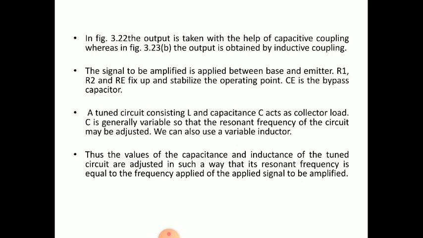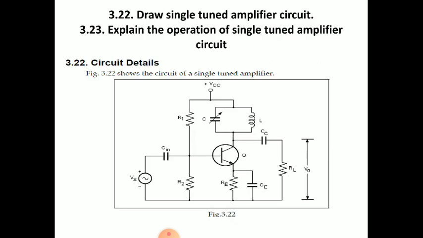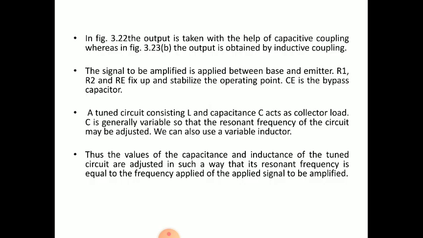The signal to be amplified is applied between the base and emitter. Between the base and emitter, the input signal Vs is applied. R1, R2 and Re fix and stabilize the operating point. Already we know these points. C is the bypass capacitor. The emitter capacitor will act as the bypass capacitor or shunt capacitance for the Re. A tuned circuit consisting of L and C in parallel will act as the collector load.